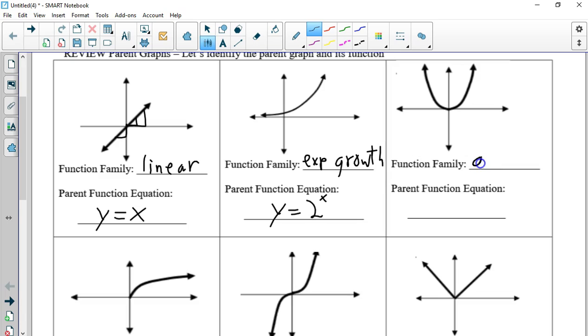Function family here is a quadratic. Our function parent equation is y equals x squared. That's with no transformations, which is why we have 0 equals 0 right here. And so 0, 0 is right here. And if we go to 1, we get 1. If we go to 2, we get 4, and so forth.